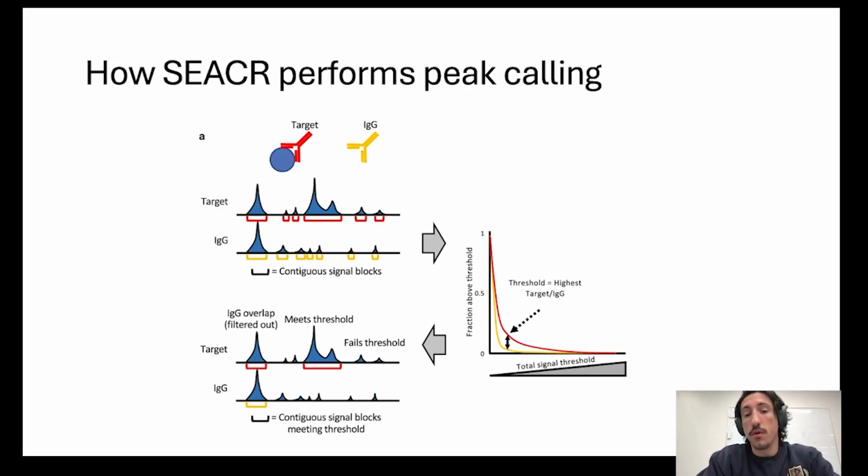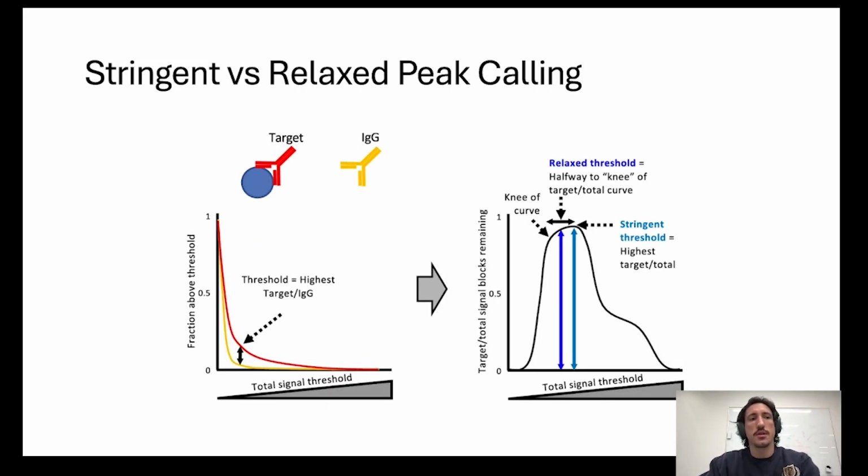And really that is the beauty of Seeker, is that it's not using these arbitrary cutoffs or using Poisson distributions. We're just assuming that your data is giving you the best threshold to give you the best signal to noise separation. So Seeker gives you two different filtering options. You can either do stringent or relaxed mode.